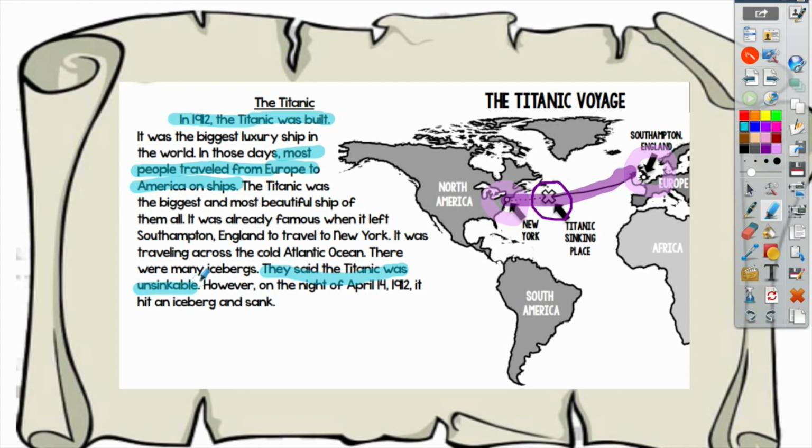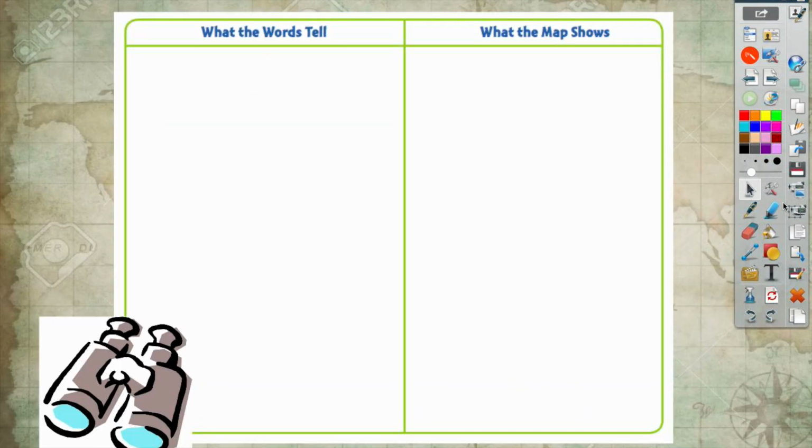Then it goes on to say that the night of April 14th, 1912, the Titanic hit an iceberg and sank. Now that I've found great information that was included in the passage, as well as in the illustration of a map, let's go fill out our chart on the next page. So here I have a chart that looks very similar to the chart in your Ready workbook.